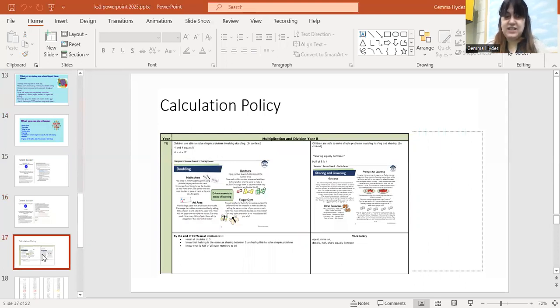Here is just a snapshot of our calculation policy, and that runs from foundation stage into year 6. So if you want to have a look at that, if your child comes home with a method and you're not quite sure what that means, have a look at our calculation policy and that will show you a bit more information about that method as well.